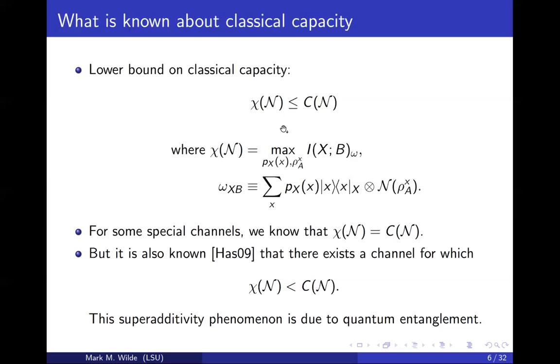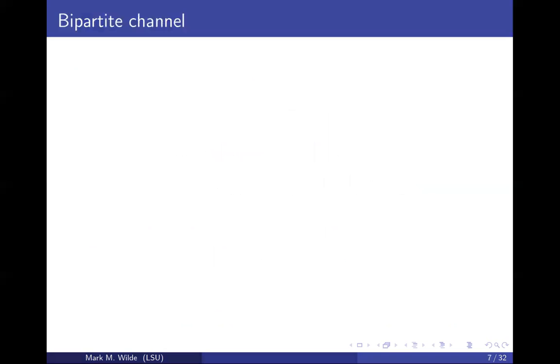One thing you can do, I didn't show it here, is you can regularize the Holevo information. You can plug in a tensor power version of the channel and normalize by the number of copies and take a limit. That's called the regularized Holevo information. That is known to be equal to the classical capacity, but it's really just a formal mathematical expression for the classical capacity, because that's going to be hard to calculate, if not impossible to calculate in general.